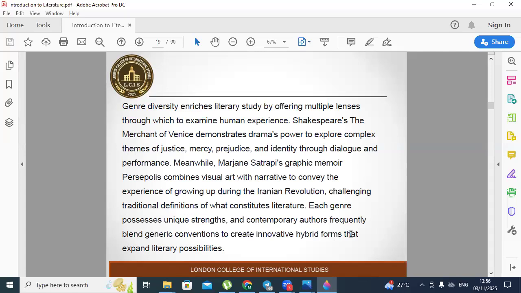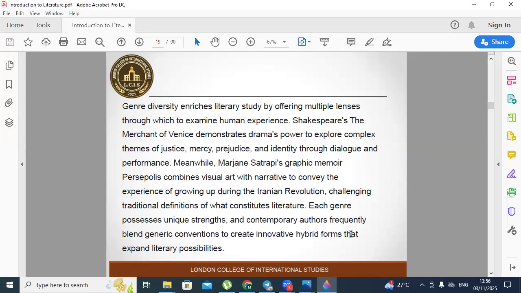Consider Shakespeare's The Merchant of Venice. This play demonstrates the drama's power to explore complex themes of justice, mercy, prejudice, and identity through dialogue and performance. The trial scene, where Portia argues for mercy while ultimately using legal technicalities to defeat Shylock, gains power from being witnessed by an audience, from seeing actors embody these conflicts.